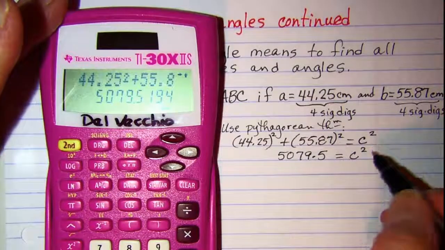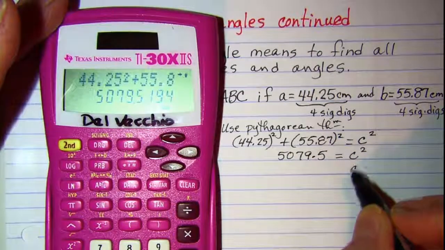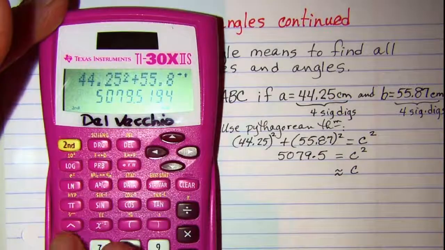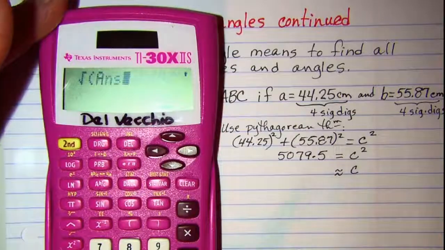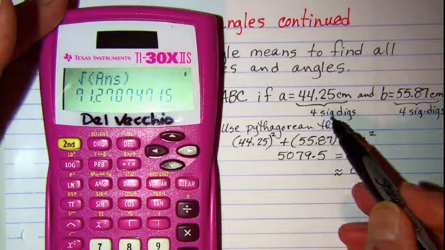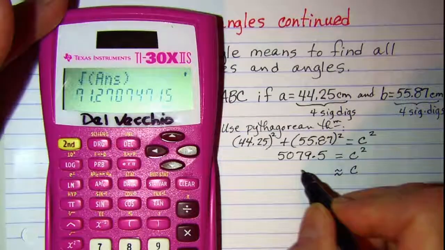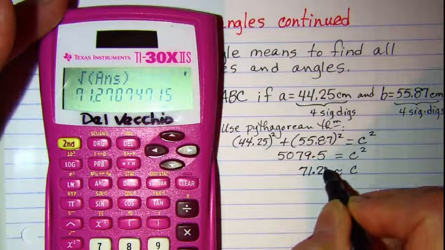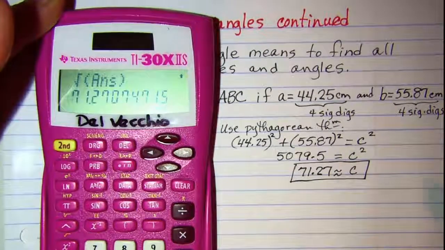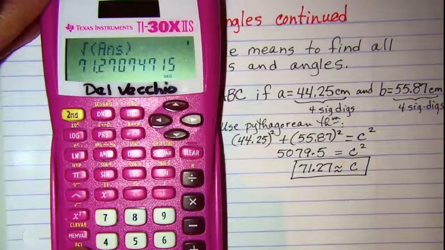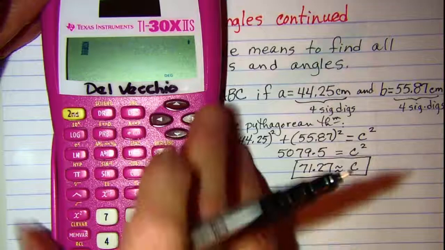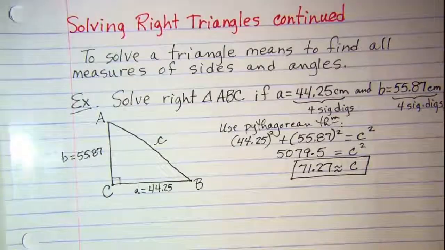I do need to square root both sides to get C. Square root of my answer is, now I need 4 significant digits on my side, so 71.27. Now I can store that. I'll put it in A in case I need it.